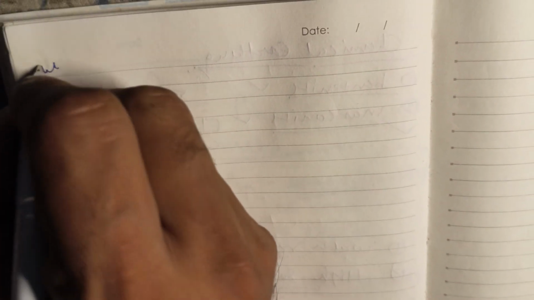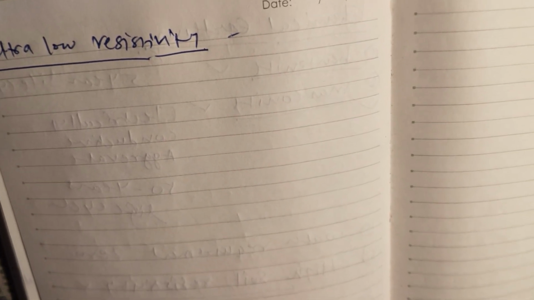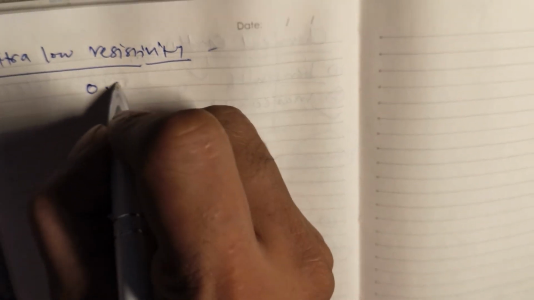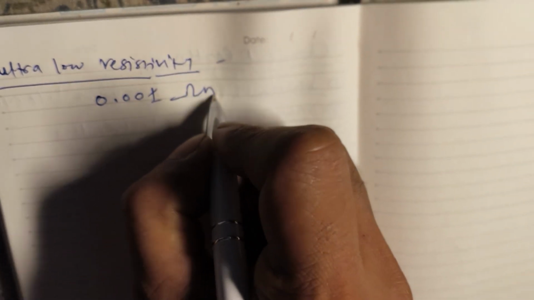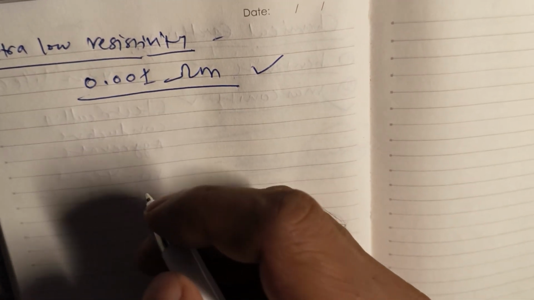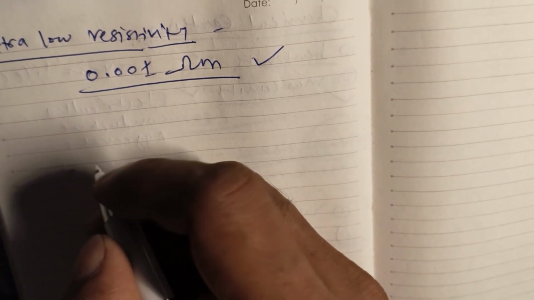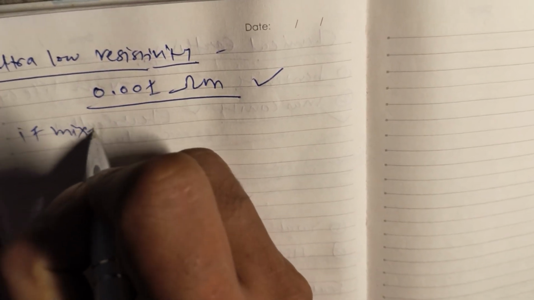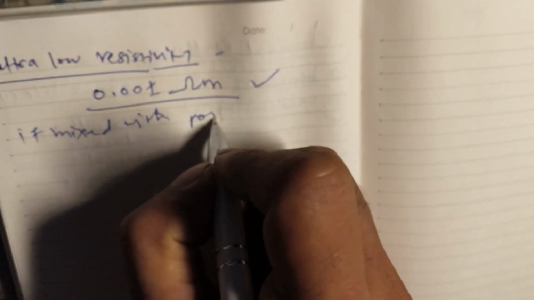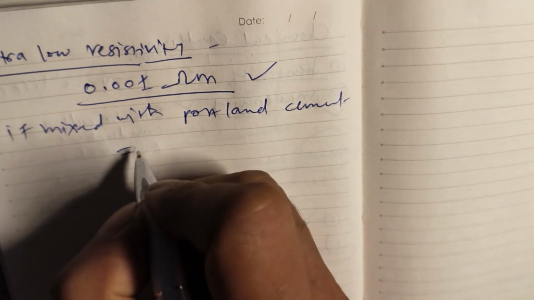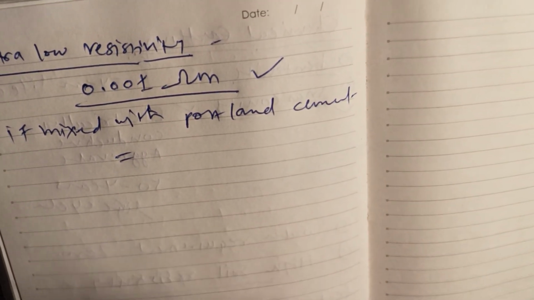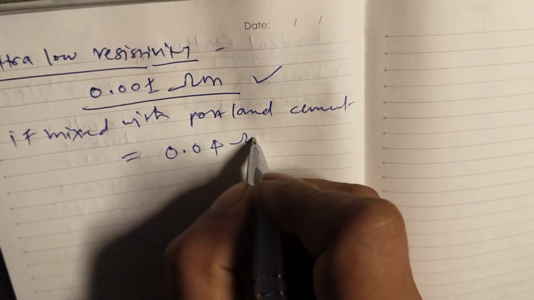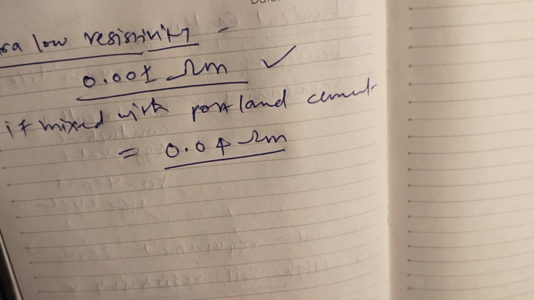Then ultra low resistivity. Its property is ultra low resistivity. How is this achieved by marconite? The resistivity of marconite is 0.001 ohm meter. When mixed with Portland cement, it is still 0.04 ohm meter. This resistivity is significantly lower than other earthing materials.